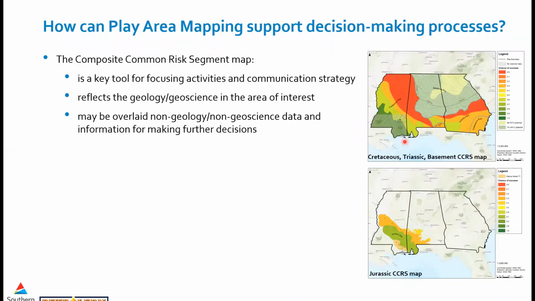A map is a key tool for focusing the activities and also communicating a strategy, whether you're a private company or a big governmental institution, or it's about how you can convey your information. It reflects the geology or the geoscience in the area of interest. And these areas can be overlaid by non-geology, non-geoscience data and information for making further decisions.